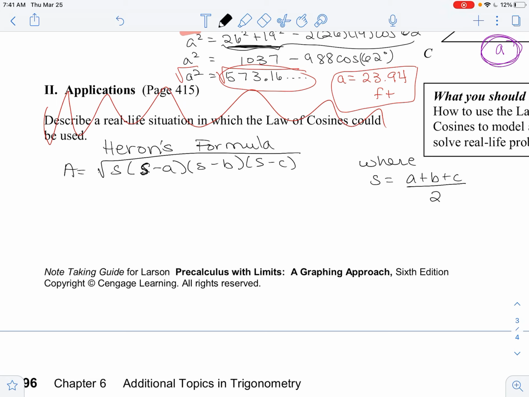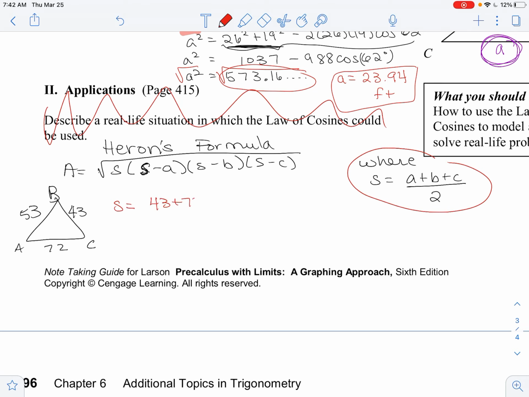So let's just say, for example, I needed to find the area of this triangle, and it has sides 53, 72, and 43. To find the area of this, we're first going to find the semi-perimeter. So remember, S equals A, which is 43, plus B, which is 72, plus C, which is 53, and we're going to divide that all by 2, which is pretty simple. So plug that in the calculator. 43 plus 72 plus 53 is 168, divided by 2 is 84.